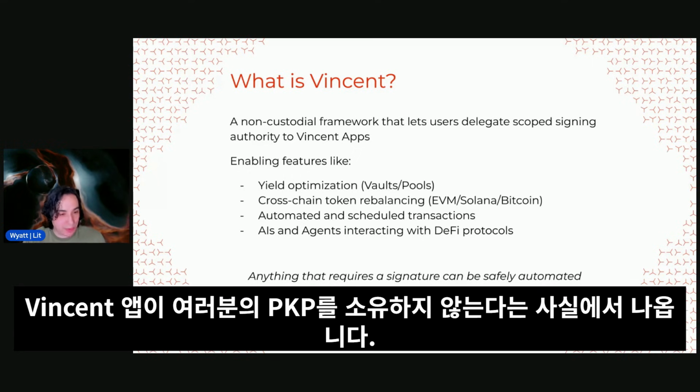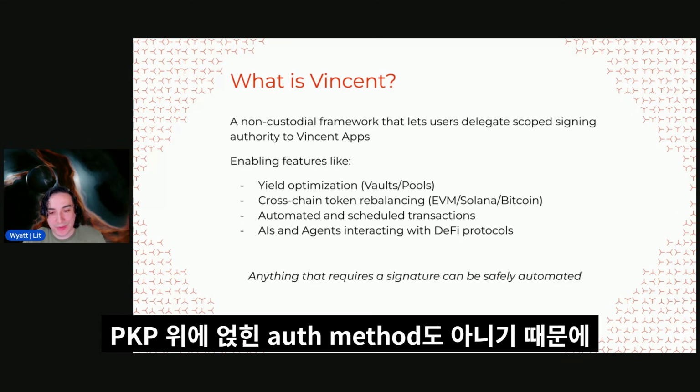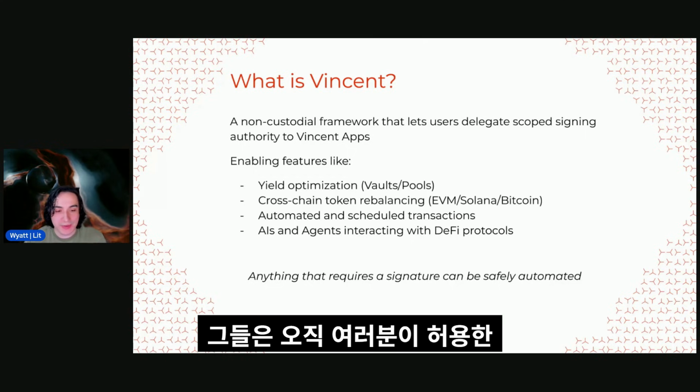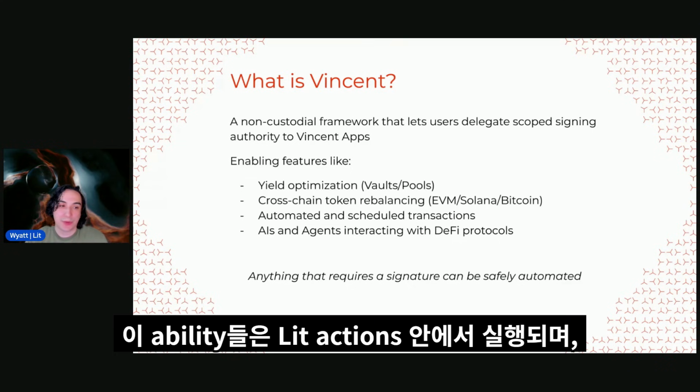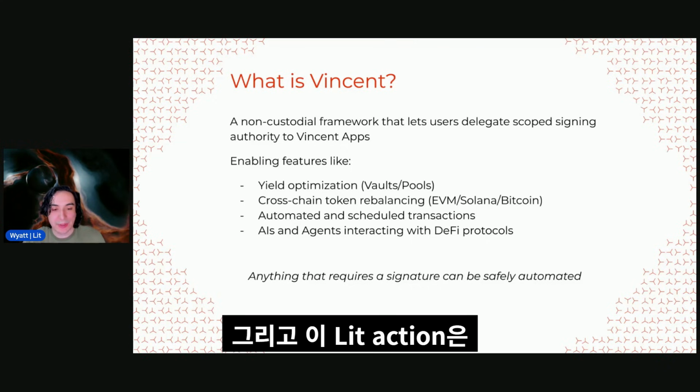They don't own a private key. They're not an auth method on top of your PKP, so they don't have complete access to your PKP. They can't just sign whatever they want. They specifically have been given access to execute these Vincent abilities, which will execute inside Lit Actions.